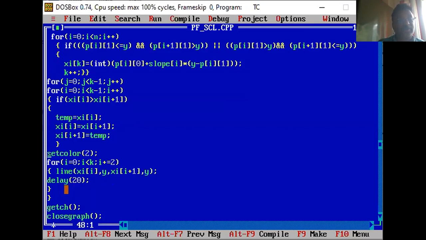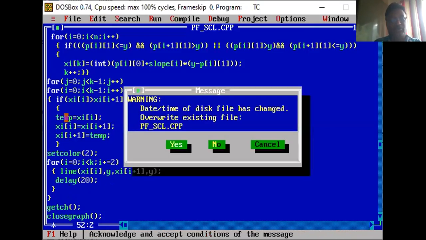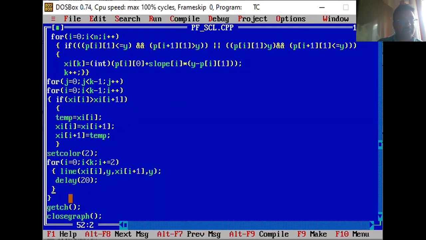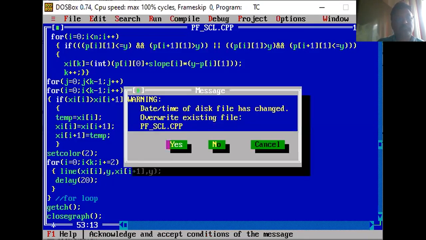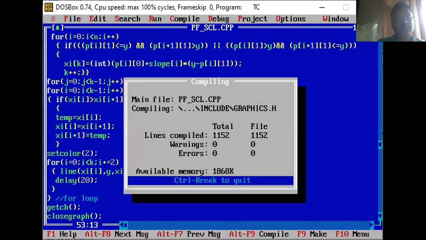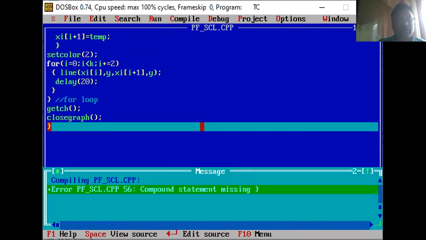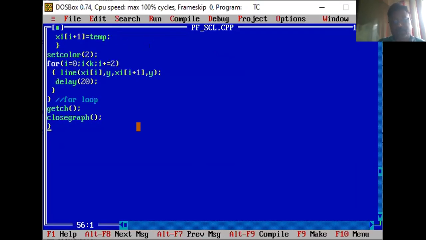Everybody understood this? This is the for loop. This is my if condition. Okay, the if condition will end over here, and this is again the line, because I have to draw the line one by one. This also ends over here. So we need to not forget the bracket. So this is the bracket for the for loop. Okay, that I have written for the for loop. Compile it. Okay, and then it says again compound missing one bracket.